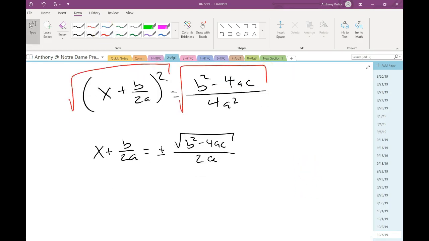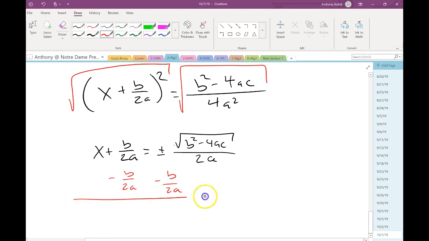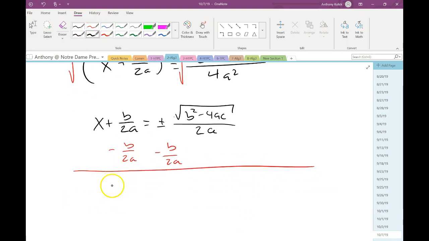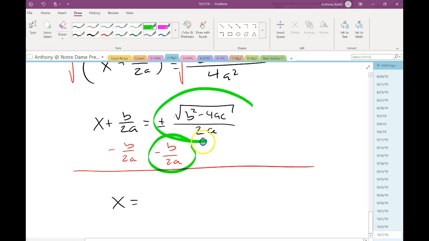And again, we're solving now, so the last thing I want to do is get that x by itself. So I'll subtract b over 2a from both sides. Notice that this fraction and this fraction have a common denominator already. That common denominator is 2a. So I'm just going to write this all as one big fraction.